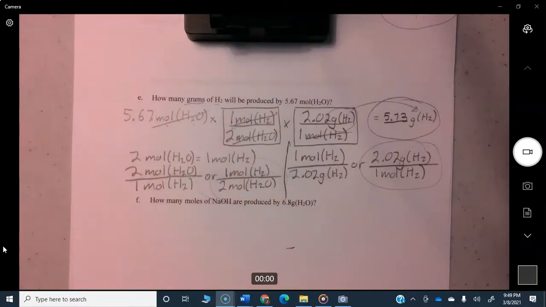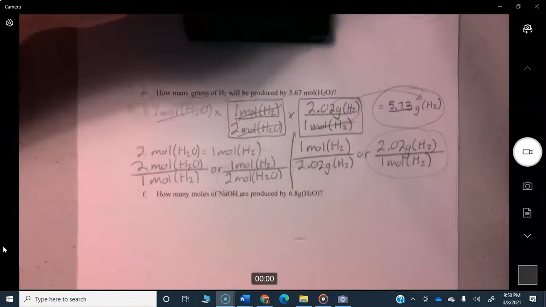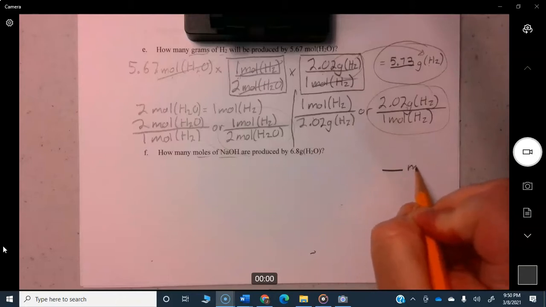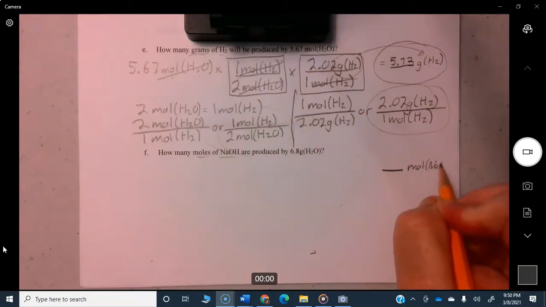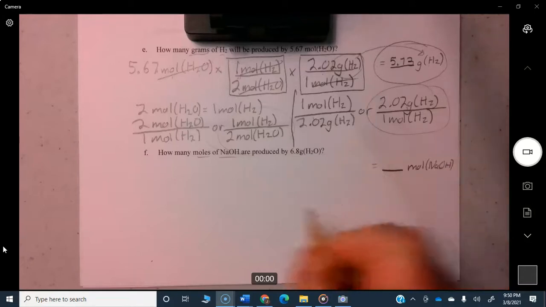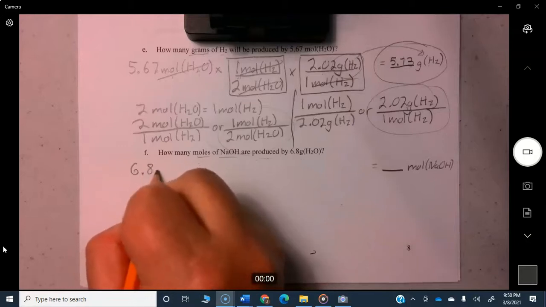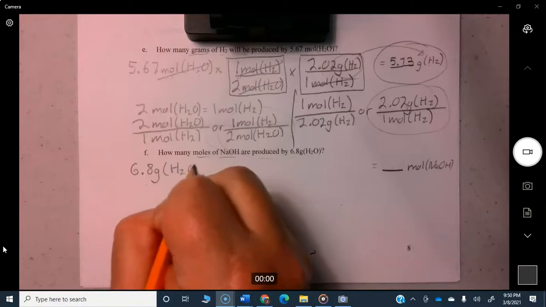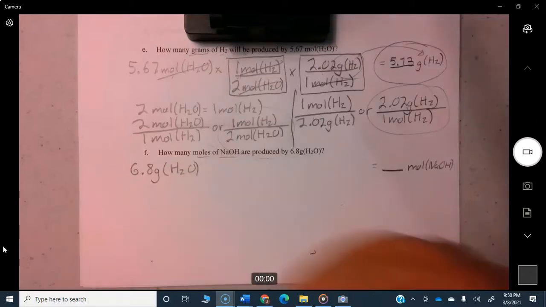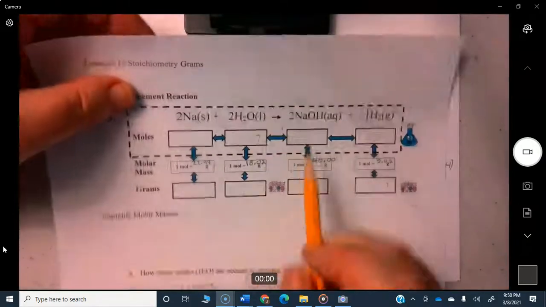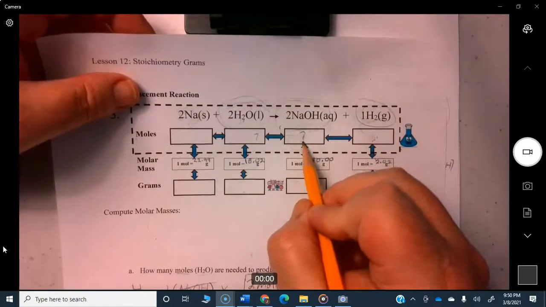Again, pause as you need to. I'm just going to move on, keep moving along here. So now we want to know how many moles of NaOH. So we're going to put that way over here. Are produced by 6.8 grams of H2O. Okay, so moles of NaOH is what we're trying to find. There's NaOH, there's moles, so that's the question mark. That's what we're trying to find.